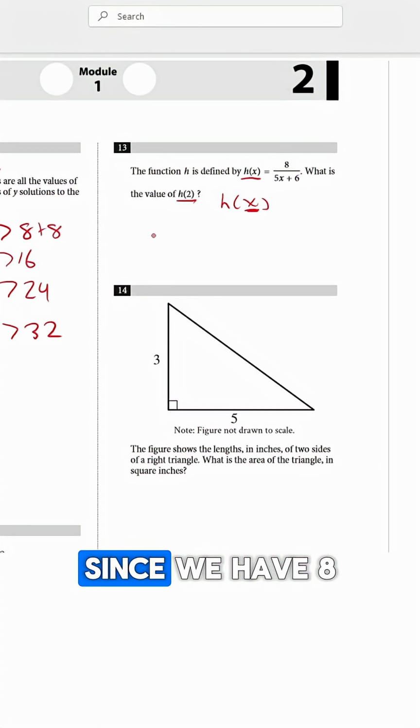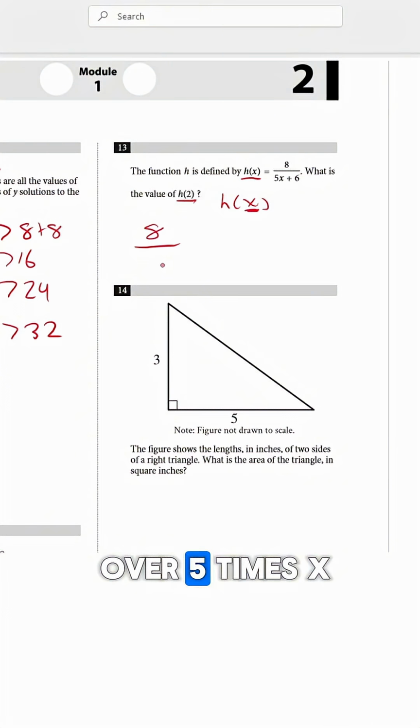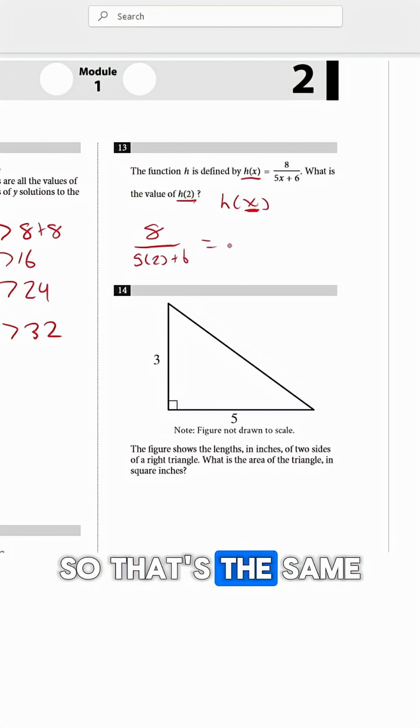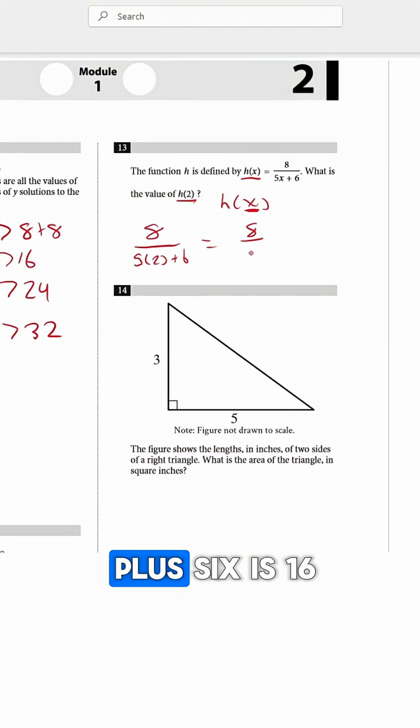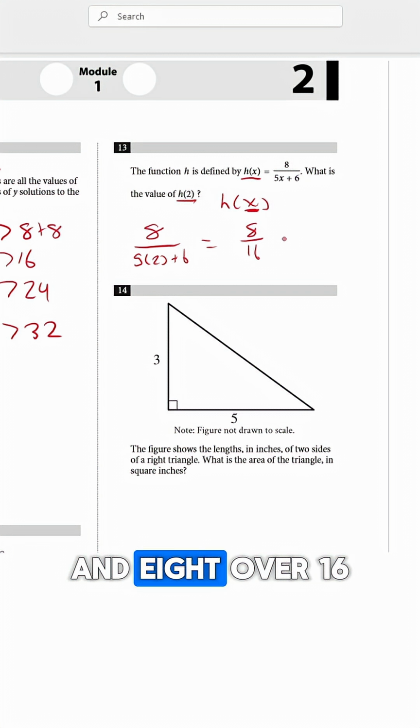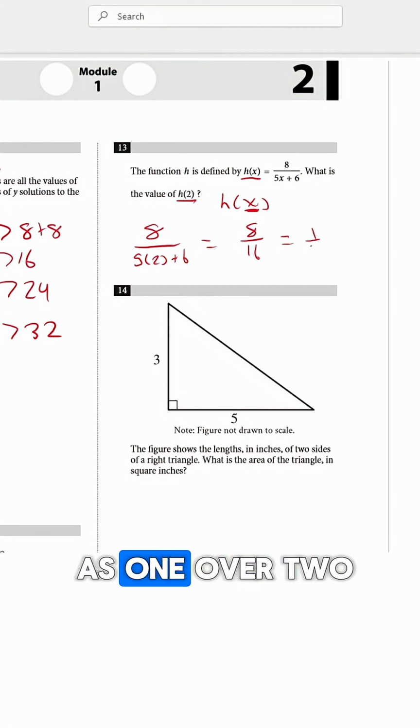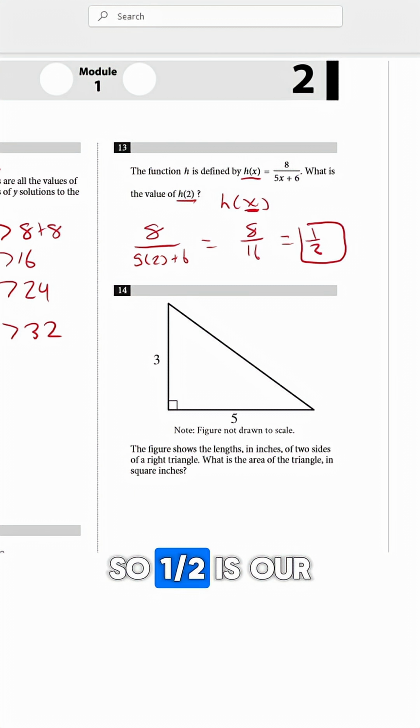So in this case, since we have 8 over 5 times x, we're going to replace that x with 2. So that's going to be 5 times 2 plus 6. So that's the same as 8 over 10 plus 6 is 16, and 8 over 16 is the same thing as 1 over 2. So 1/2 is our answer.